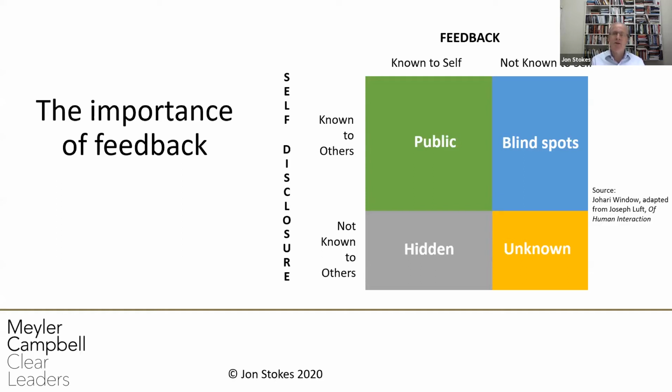And on the top right of the 2x2, you see blind spots, which are the areas which others know about you, but you don't necessarily know about yourself. And that's obviously the predominant area we're speaking about today, how to get feedback on blind spots in yourself. And then the fourth box, unknown to both, which may emerge through the 360 process, of course.